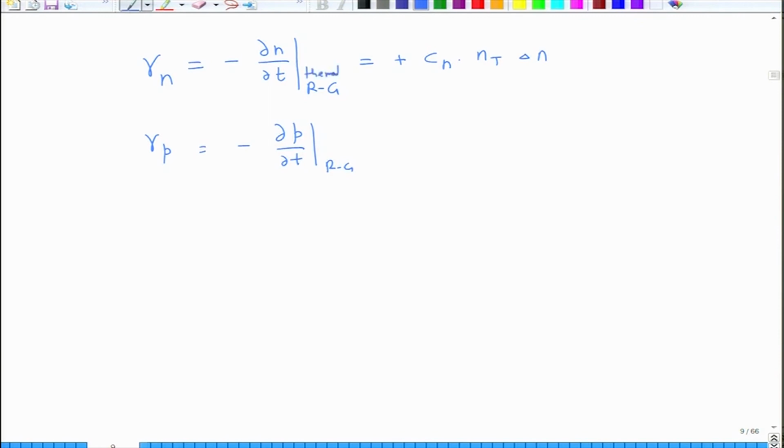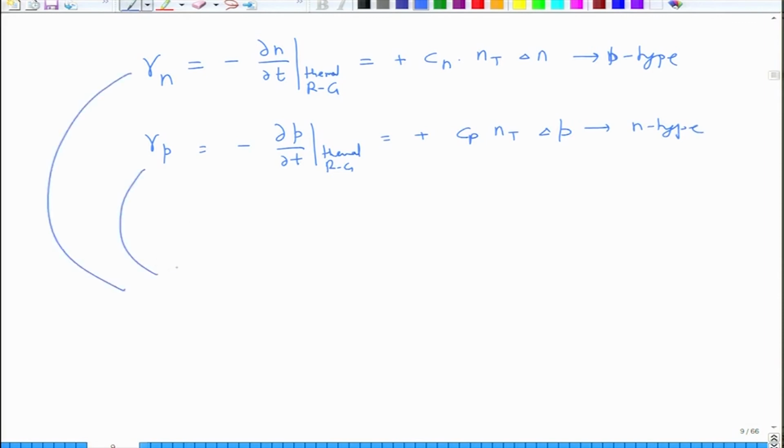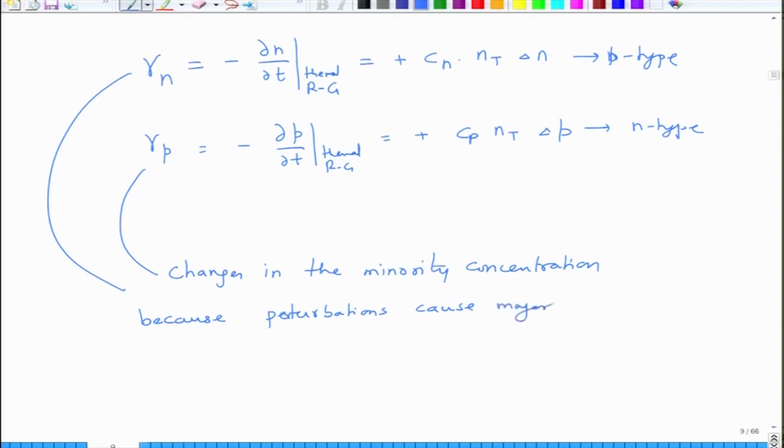You can also improve thermal R_g is equal to plus Cp Nt delta P. So, this is for an N type material, and for a P type material, this is for an N type material. Basically what it means is that both of these correspond to changes in the minority carrier concentration, because perturbations cause a major difference to these. They do not dent the majority carrier concentration.